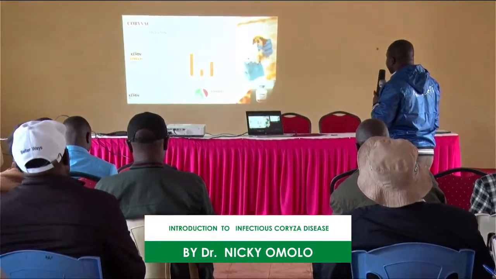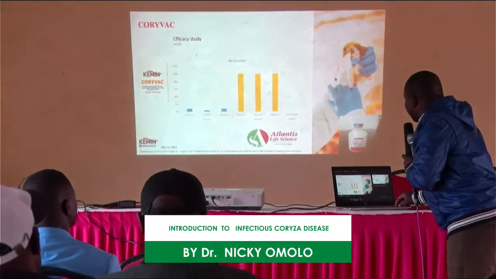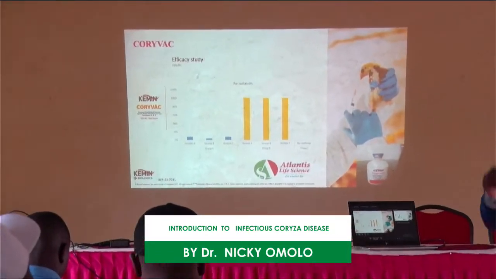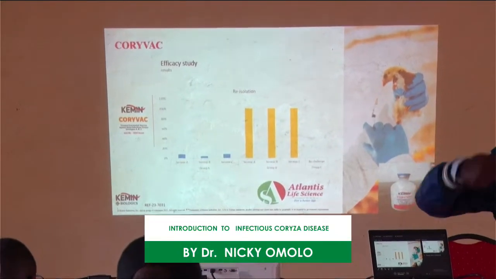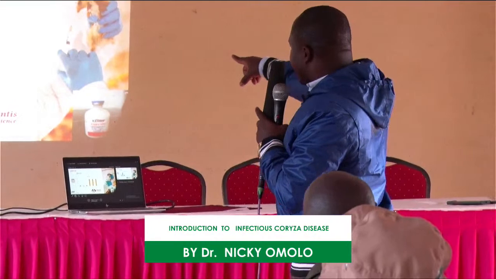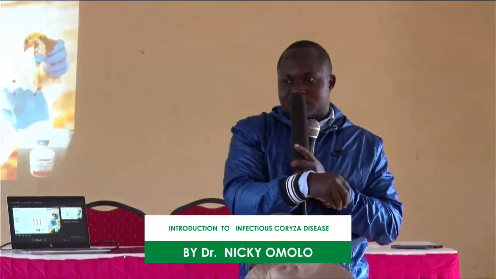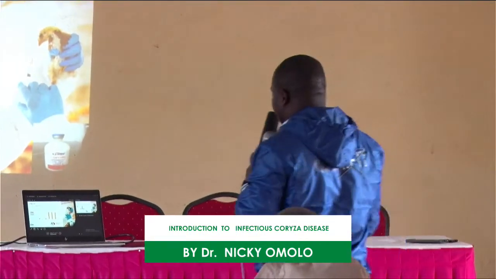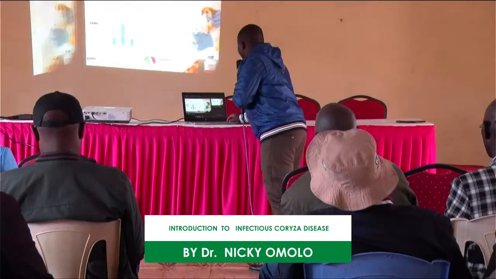Now, if you look at these efficacy studies, this first one was about re-isolation. That means, are you able to pick that bacteria after vaccination? If you're able to pick that bacteria after vaccination, then that vaccine was not effective. Understood? If you're not able to pick it after vaccination, then the vaccine worked. Understood? So that is about re-isolation. Then about mortality, about protection. Let me see if I skipped one.